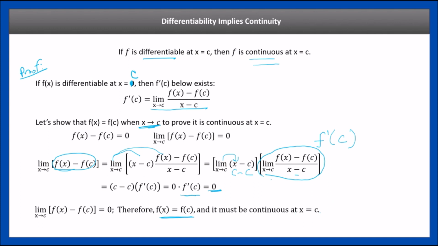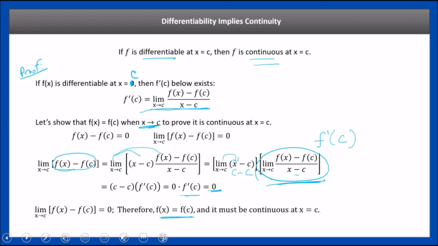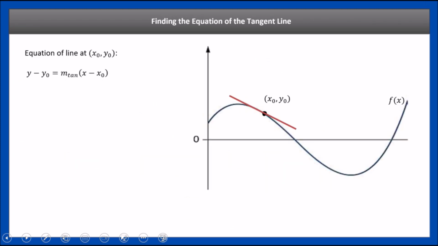Okay? But notice that we're at a roadblock if this does not exist. Because if this does not exist, we cannot say it's continuous, right? But we assumed that it exists here, okay? And therefore, if it's differentiable, it must be continuous. All right. So that's a quick proof there.